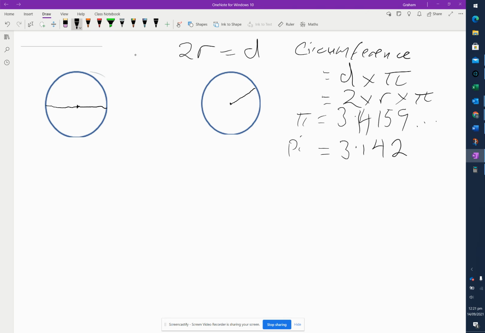So let's say that this diameter is 10 centimeters. So the circumference, actually let's just use C, is going to be 10 times 3.142, which is 31.4 centimeters.